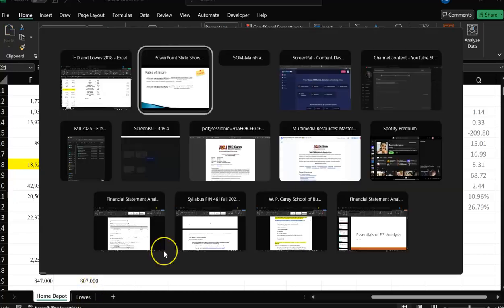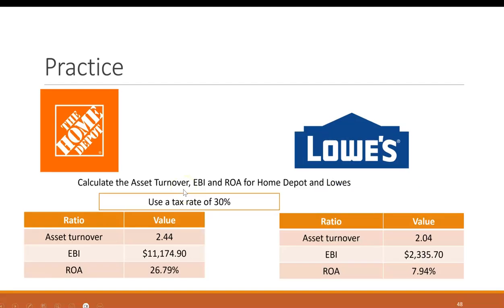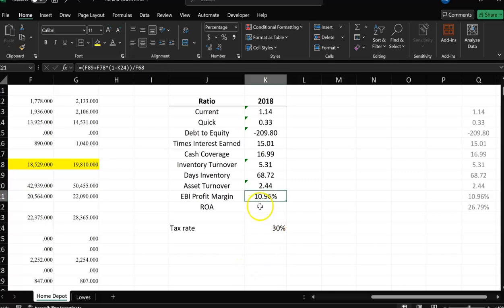Okay, and then I've got some slides here where we'll talk about the return on assets, right? So return on assets is the EBI divided by average assets. So it's the amount of money that you have after paying your expenses available to all of your shareholders, all of your investors, divided by the average total assets. So I'm just going to calculate that again.